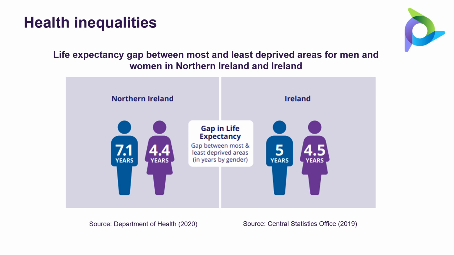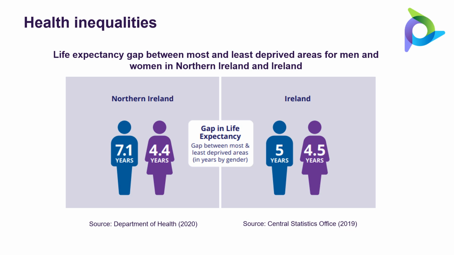In Northern Ireland, we can see that men in the most deprived areas can expect to live on average 7.1 years less than men in the least deprived areas. That's a difference of 74.6 years for those in the most deprived areas versus 81.7 years for those in the least deprived. Whilst for women, the life expectancy gap is 4.4 years, with women in the least deprived areas living 84.1 years compared with those in the most deprived living 79.7 years.